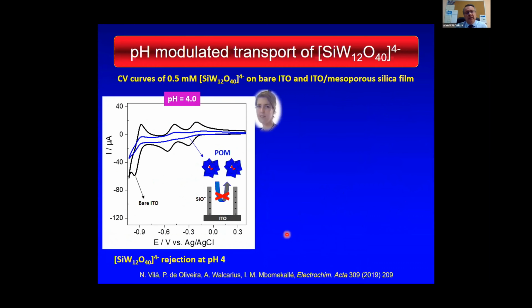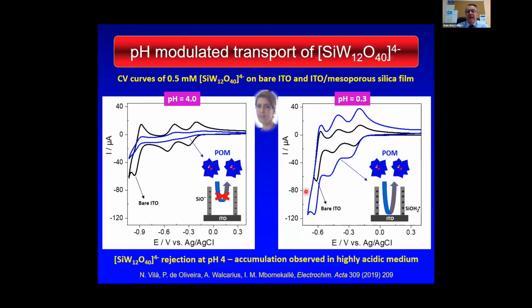Another way to tune this is to play with pH. I show you the case of a bulky polyanion, which is a polyoxometalate, which even in the presence of a high ionic strength gave rise to a very small response with respect to the response at the bare electrode. But now, if we work in a very acidic medium, the silica surface becomes positively charged because of the protonation of the silanol groups. And in that case, the bulky polyanion is likely to cross and also to be accumulated in the film. So by changing pH or the ionic strength, we can tune the permeability of the film to the anions.